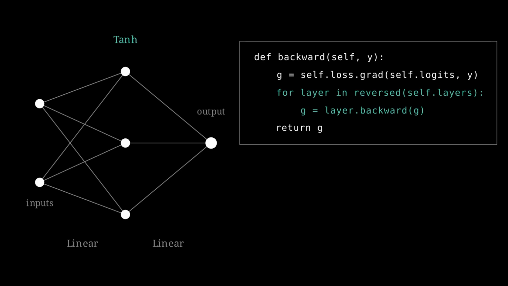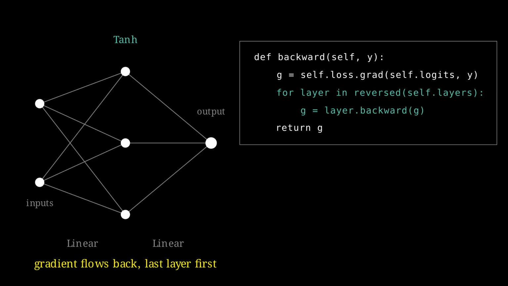Ask the loss for the starting gradient. Then walk the layers in reverse order, handing each one the gradient and letting it return the next. The last layer goes first, because on the way back we are undoing the forward pass in the opposite order it was built. Each call quietly records that layer's parameter gradients as a side effect, and returns the gradient meant for the layer below. When the loop reaches the bottom, every parameter in the network is holding its gradient, and we never wrote a single derivative twice.